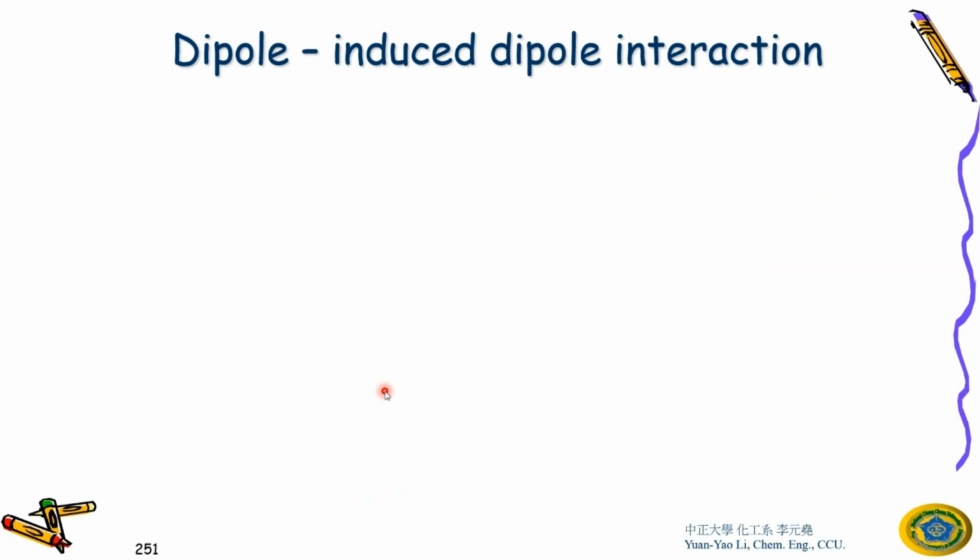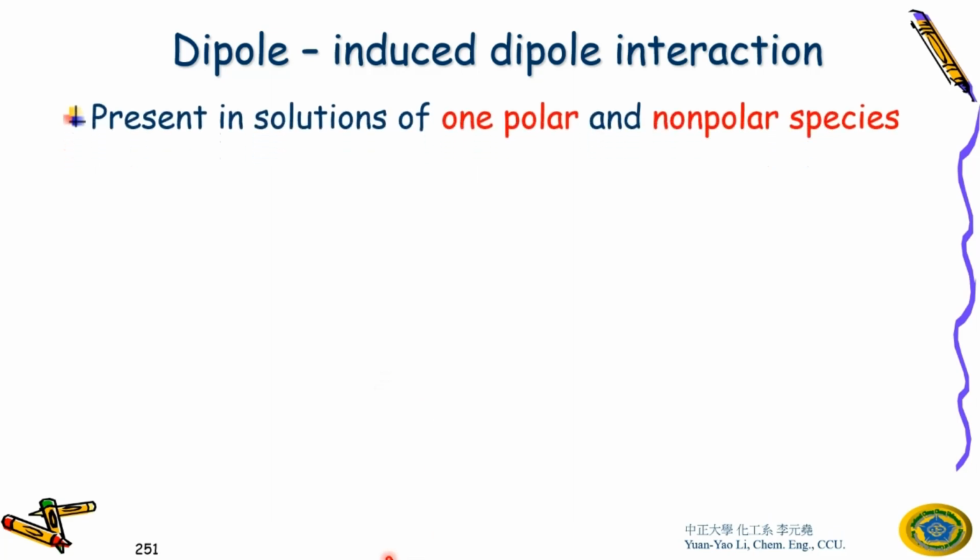The dipole-induced dipole interaction is present, for example, in a solution of one polar and one non-polar species. So you have two species: one is a polar species, the other is a non-polar species. It can be a molecule or an atom. For example, again, we use hydrogen chloride. This is a polar molecule, so of course we have a dipole here, which has a positive charge and a negative charge.